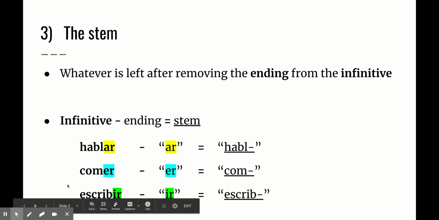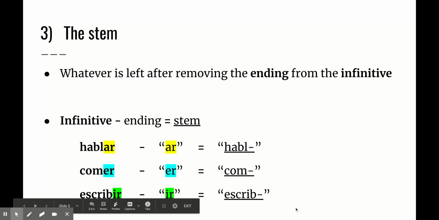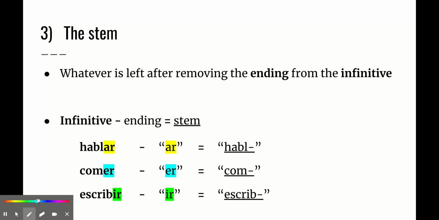And the last one, escribir. My infinitive is escribir. Remember, it ends with AR, ER, or IR. I take away the ending, that is the IR part of it, and I'm left with escrib. Okay, that is the stem. So these three things right here, these are our stems, guys.